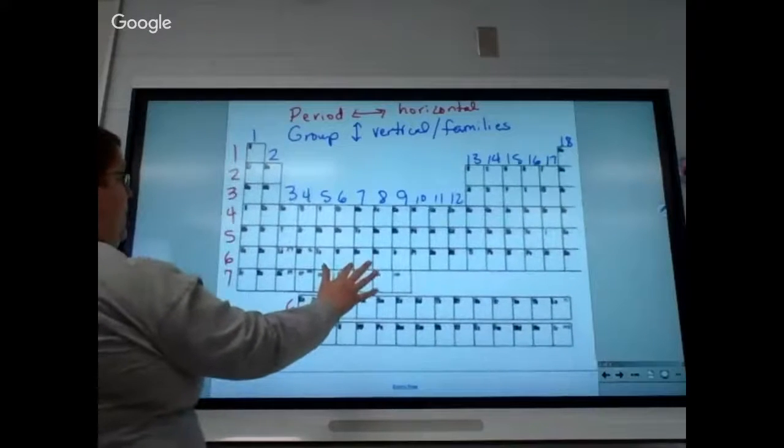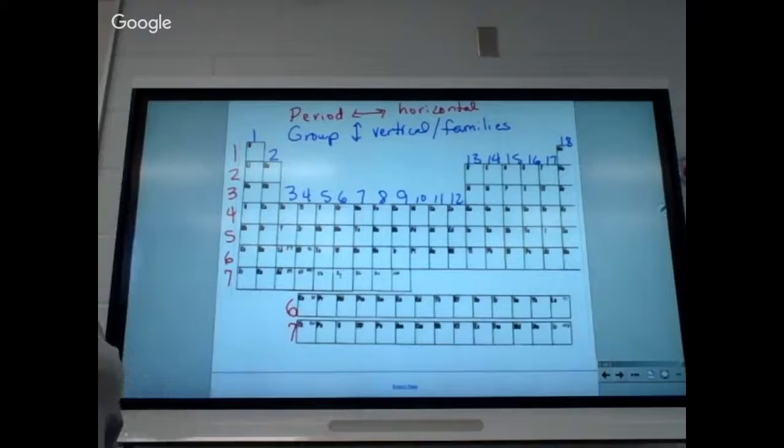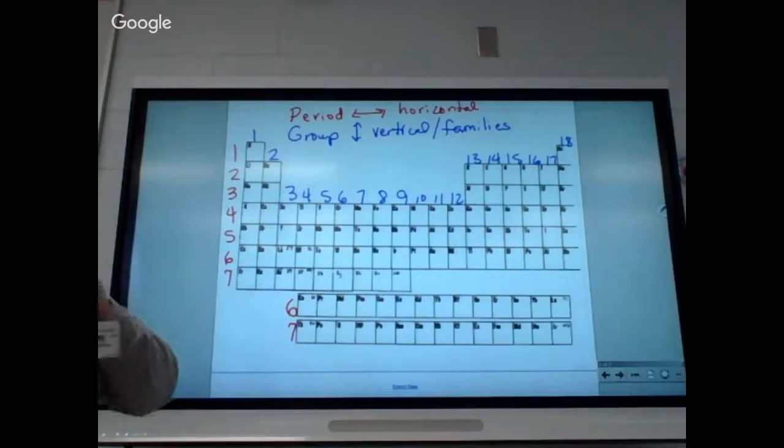They only have period numbers. They're in period 6 and period 7. They have no group numbers. Only the top half of the periodic table has a group number. Everybody okay with that? Okay.